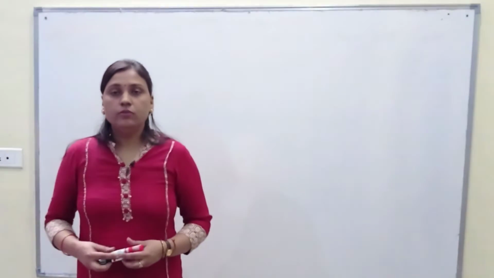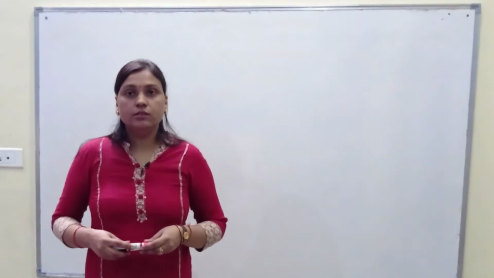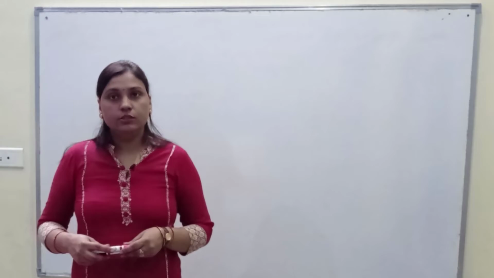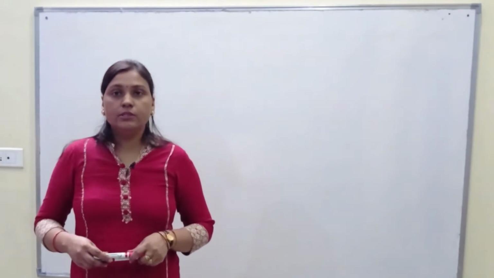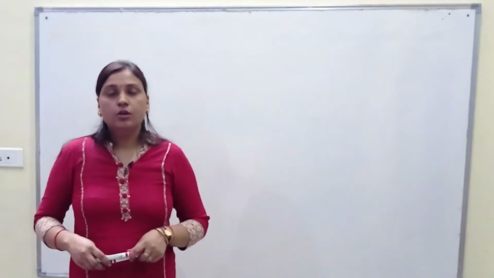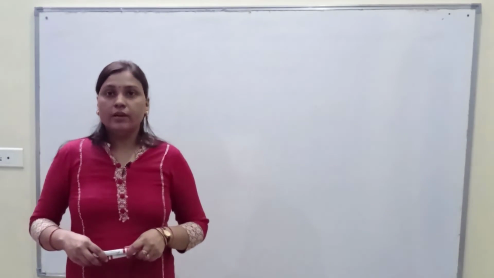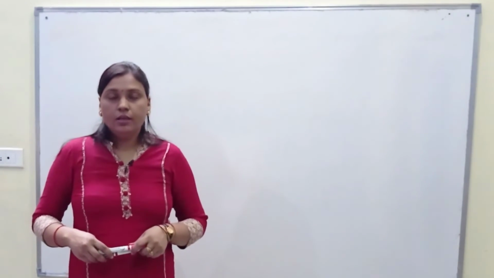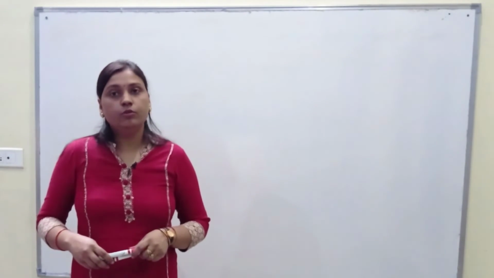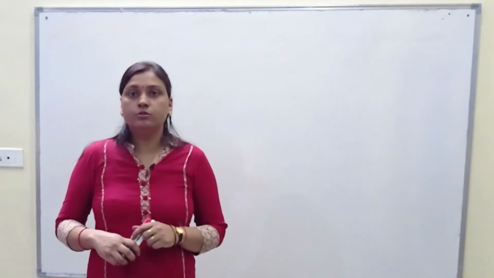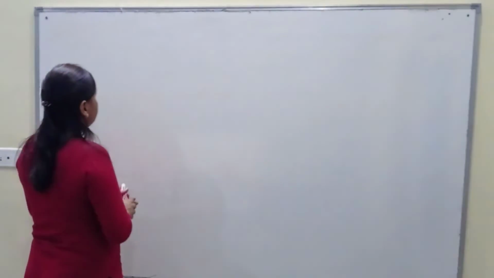Hello students, today we are going to discuss meristematic tissue, that is a type of plant tissue. We have seen that plant tissues are divided into meristematic tissue and permanent tissue. Meristematic tissues are dividing tissues that divide continuously and are responsible for the growth and development of plants. So let us begin. Meristematic tissues.